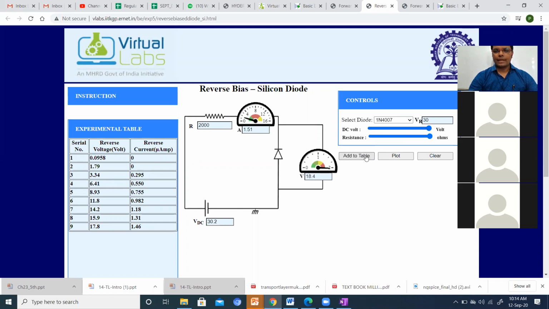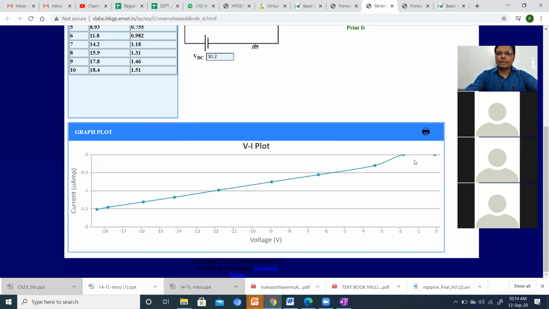After we are done with the experiment, just plot the graph and you will get it like this. For initial voltages there is no current, only a very small current in nanoamperes or picoamperes because of minority carriers. That current in microamperes, they take as the zero here. Thereafter, the current increases like this.